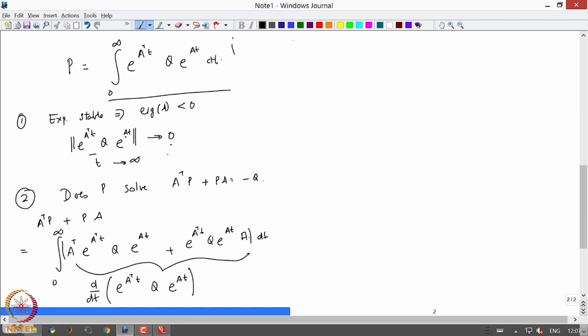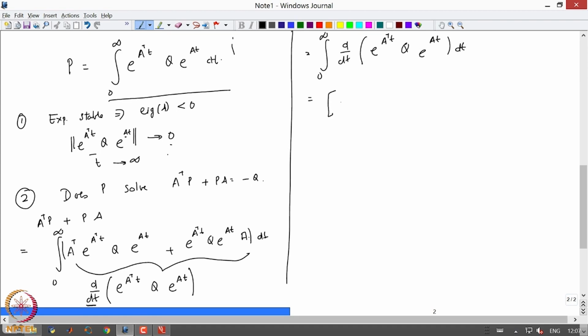Now, what am I left with? If I replace with the d by dt, I have the integral from 0 to infinity of d over dt of e power A transpose t Q e power A t dt. This looks simple now. So, I have e power A transpose t Q e power A t with limits from 0 to infinity.